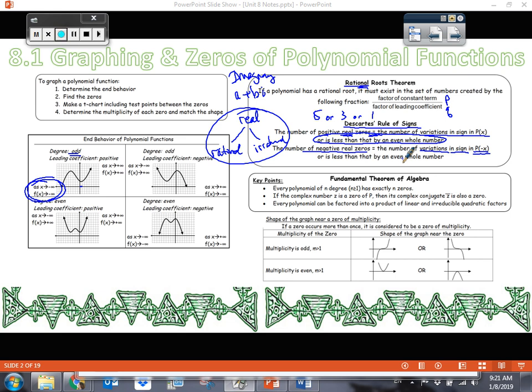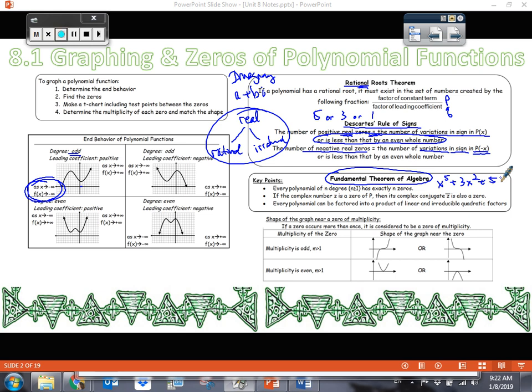Fundamental theorem of algebra, it's fundamental, right? It's a pretty big deal. It tells us 3 things. It tells us that every polynomial of degree n has exactly n zeros. For example, if I have a polynomial x to the 5th, this polynomial is going to have exactly 5 zeros. Exactly 5. Now, I don't know which ones. They could be real, they could be imaginary, they could be rational or irrational, but it's going to have 5. That's what the fundamental theorem of algebra tells us.